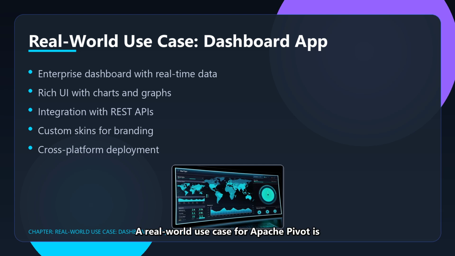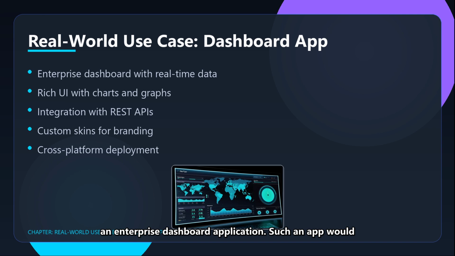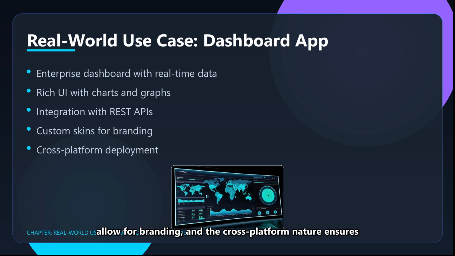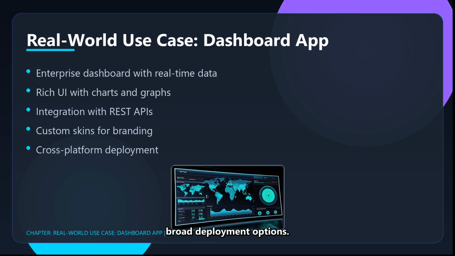A real-world use case for Apache Pivot is an enterprise dashboard application. Such an app would benefit from Pivot's rich UI components, real-time data binding, and integration with REST APIs. Custom skins allow for branding, and the cross-platform nature ensures broad deployment options.